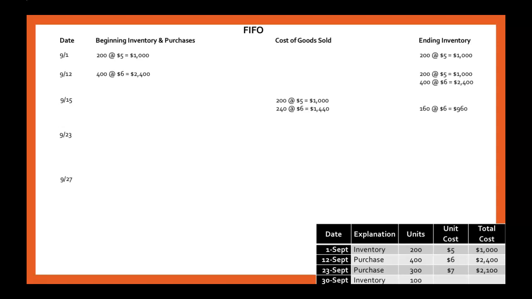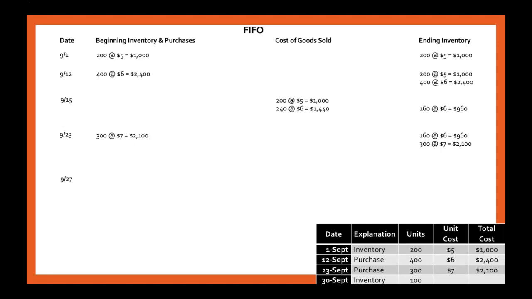Now we can move on to September 23rd. So on the 23rd, we make another purchase, right? It tells us 300 units at $7. Well, this is going to look pretty similar to what we saw back on the 12th. We write out our purchase under our purchases column. 300 at $7 equals $2,100.